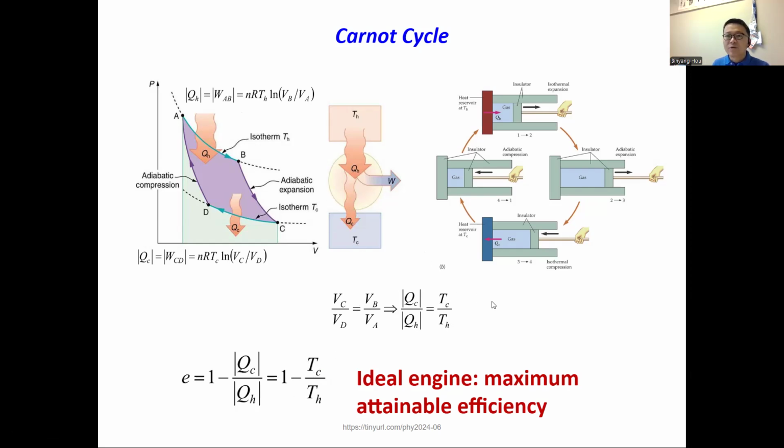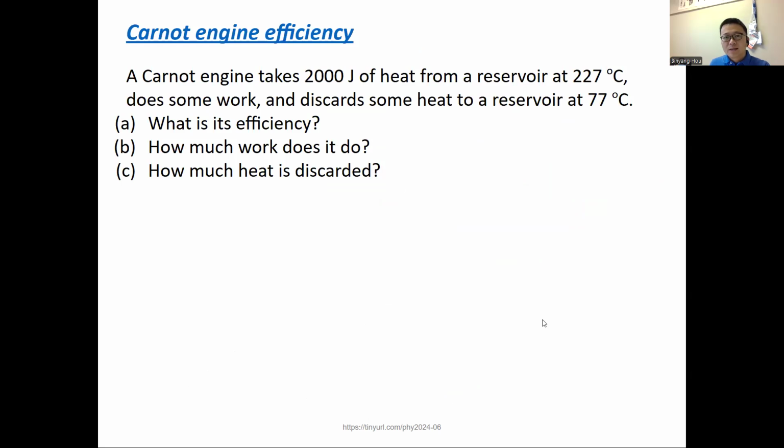This is then the maximum attainable efficiency an engine could have, given the temperatures of the two reservoirs. No engine can actually exceed or achieve that efficiency. You can go as close as possible, but you will never achieve that in reality. But that's the limit of the engine.